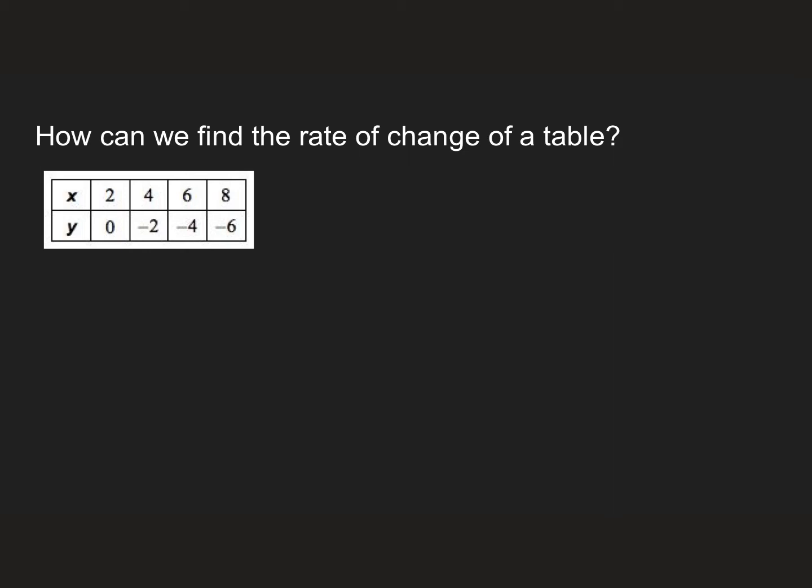Again, we are looking at a table. I'm going to choose 2 points. I'll choose this point and then the one next to it. I just like to choose points next to each other. So my points are, remember x is first, 2, 0, and 4, negative 2. So here is x1, here is y1, here is x2, here is y2.